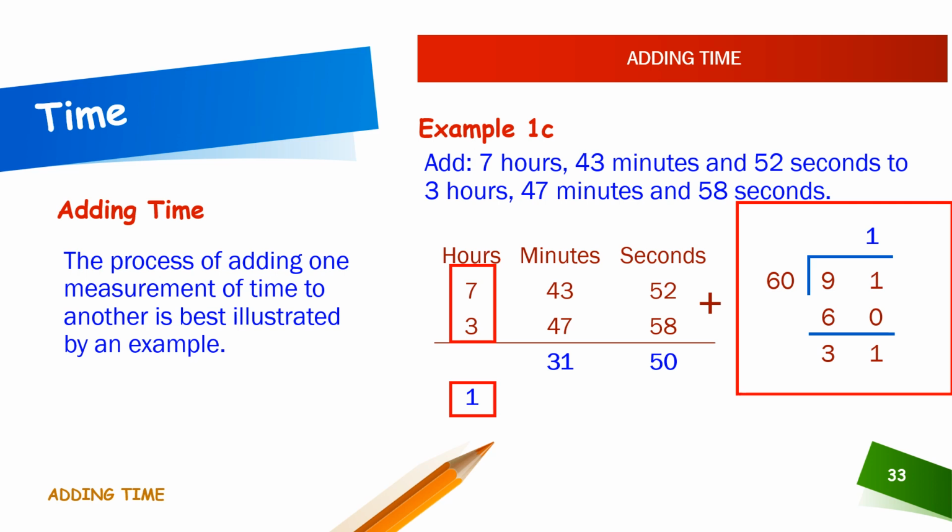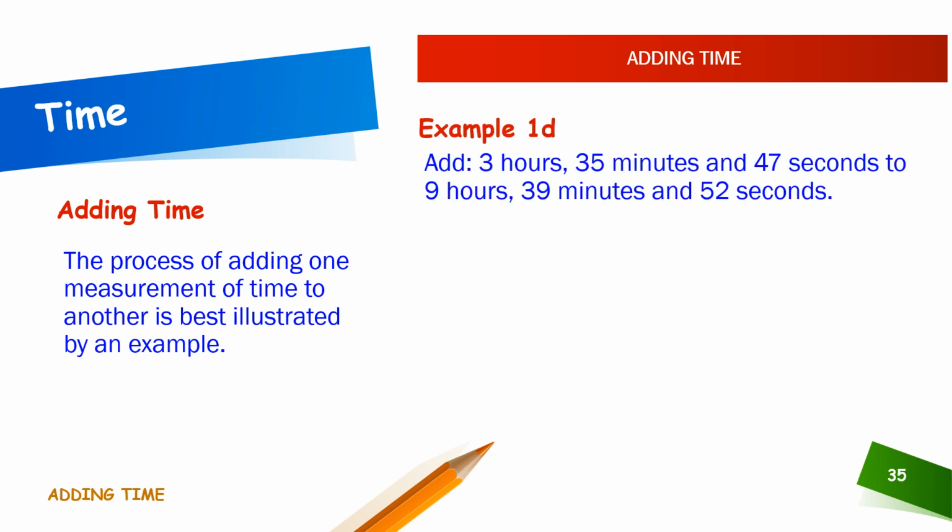Finally, we add the hours as shown to give 11. So 7 hours 43 minutes and 52 seconds added to 3 hours 47 minutes and 58 seconds gives 11 hours 31 minutes and 50 seconds. Let's now consider another example. We're again adding hours, minutes and seconds to another set of hours, minutes and seconds. Pause the video and have a go. Press play when you're ready to view the solutions.